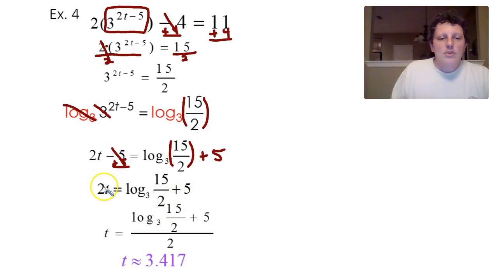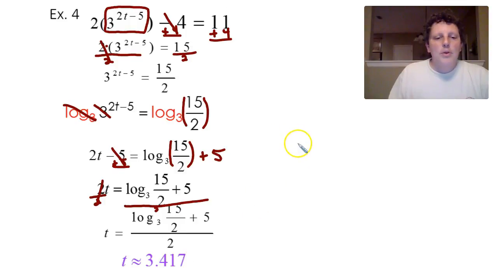Then after that, we've got this 2t over here, and I still don't have t by itself, so what do I do? I divide the whole thing by 2. That gives me this log base 3 of 15 over 2 plus 5. Now, how am I going to put this in my calculator? I didn't show you that, right? How do I put it in my calculator?